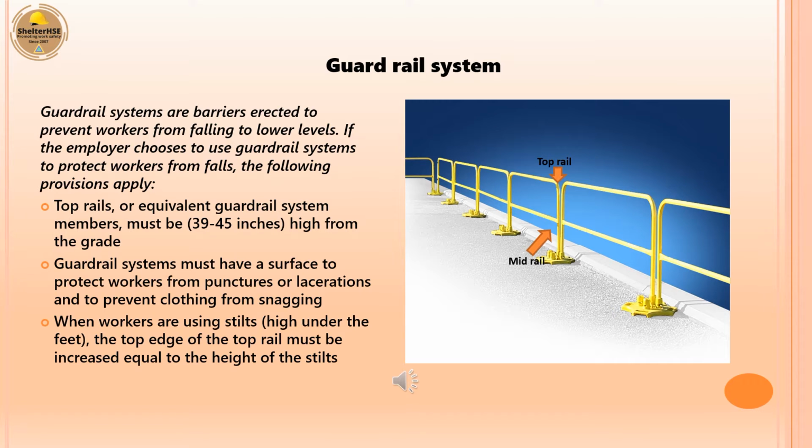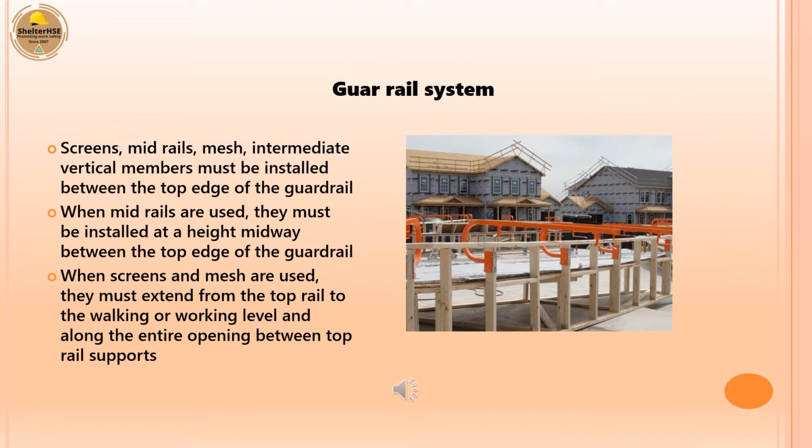When workers are using stilts, the top edge of the top rail must be increased equal to the height of the stilts. Screens, mid-rails, mesh, or intermediate vertical members must be installed between the top edge of the guardrail and the walking or working level. When mid-rails are used, they must be installed at a height midway between the top edge of the guardrail and the walking or working level. When screens and mesh are used, they must extend from the top rail to the walking or working level and along the entire opening between top rail supports.